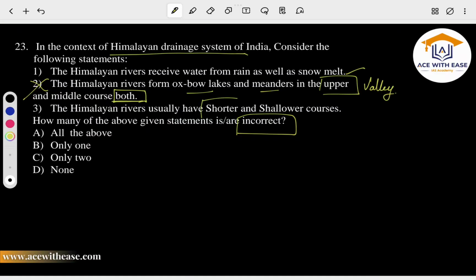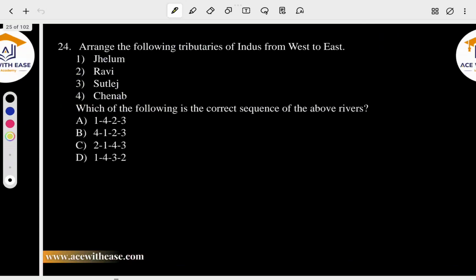Again, this is where the shorter course. Now we have the Indus, the Brahmaputra, the Ganga. They don't have the shorter course, but instead they have the longer course. So here two statements are incorrect. The correct option is 2. Only 2 are correct, incorrect statements that are being there.